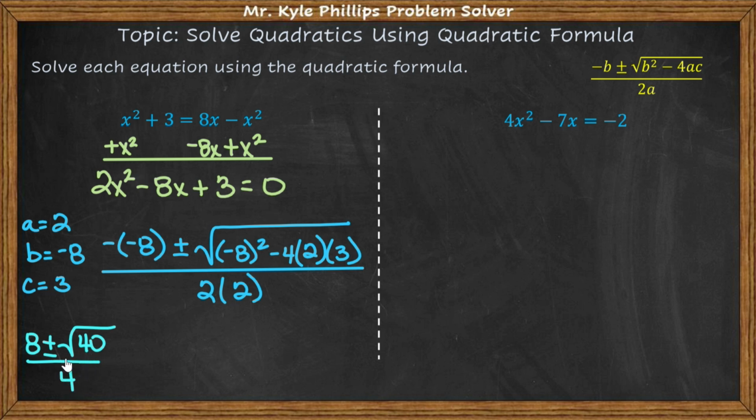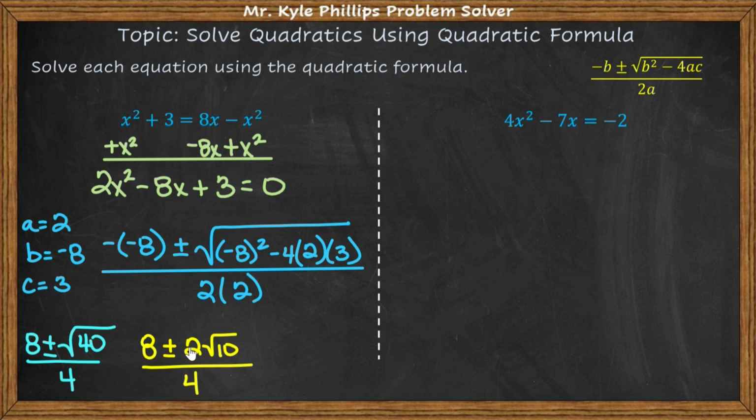Now, depending on what your teacher would like, if they want the most simplified solution, you are going to have to simplify the radical here. So that's going to give us 8 plus or minus, this is going to be 2 root 10, and this will all be over 4.